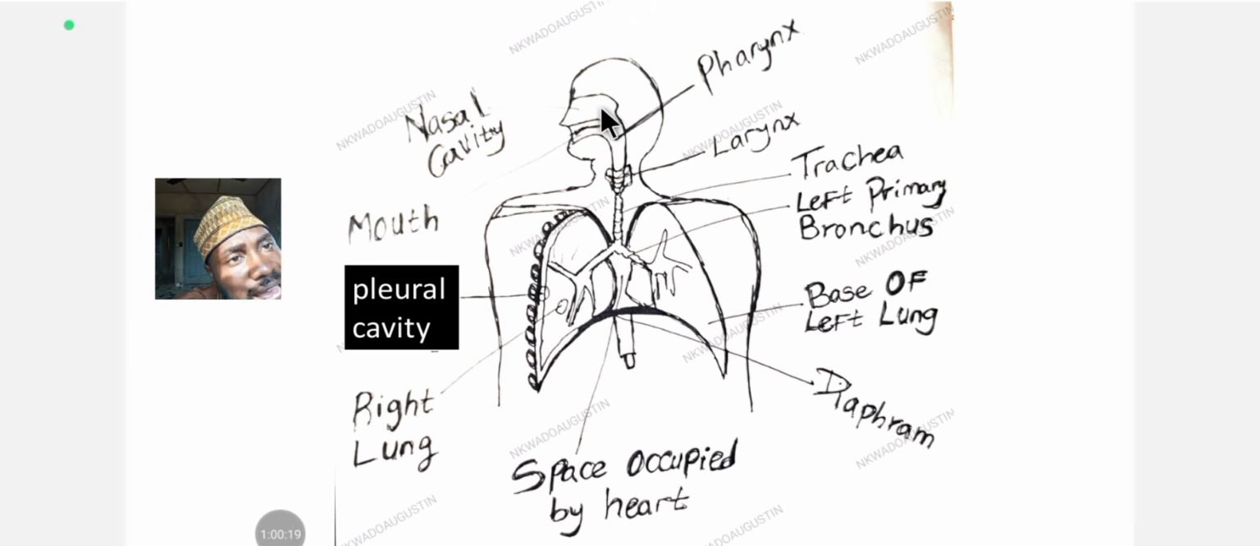So air enters through the laryngopharynx, enters the larynx. From the larynx, it enters into the trachea. From the trachea, it enters into the bronchus. From the bronchus, it enters into the bronchiole, and from the bronchiole, it enters into the tiny sac, that is the functional unit of the lung, the alveoli sac. That's where gaseous exchange occurs. It enters into that sac.